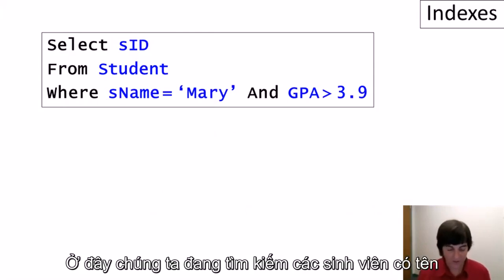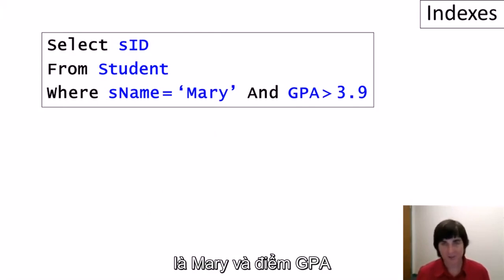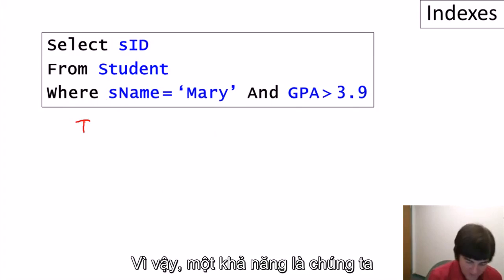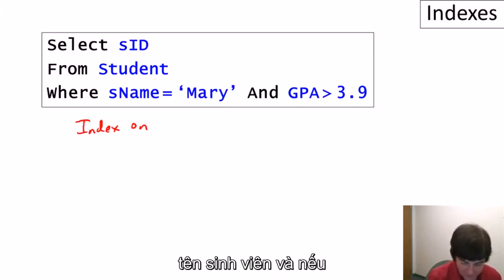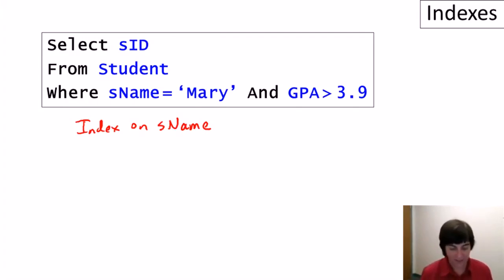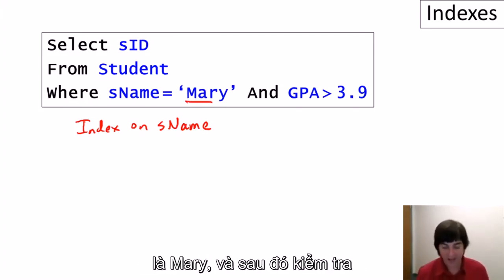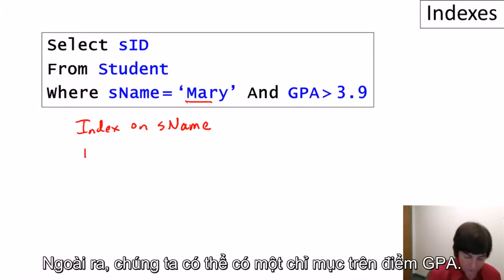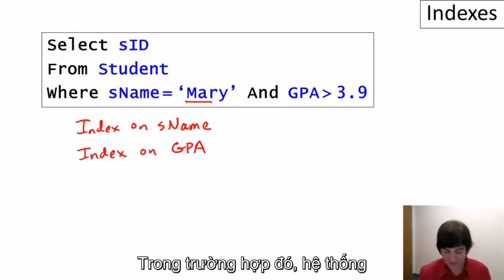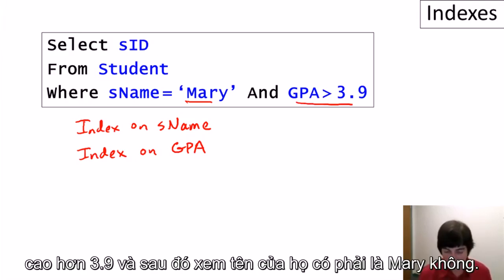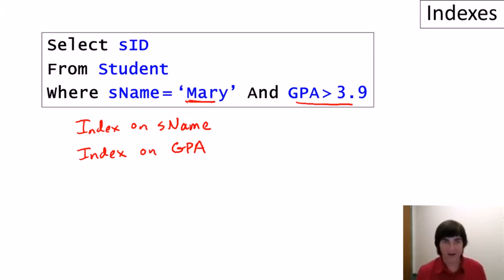Here we're looking for students whose name is Mary and whose GPA is greater than 3.9. And there may be a few of those students. So one possibility is that we have an index on the student name. And if that's the case, then the query processing can find quickly the tuples whose student name is Mary and then check each one of those to see if the GPA is greater than 3.9. Alternatively, we might have an index on the GPA. In that case, the system will use the index to find the students whose GPA is greater than 3.9 and then look and see if their name is Mary.